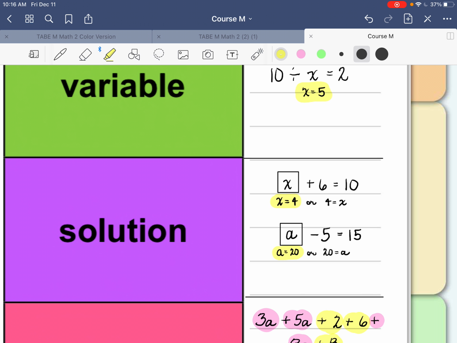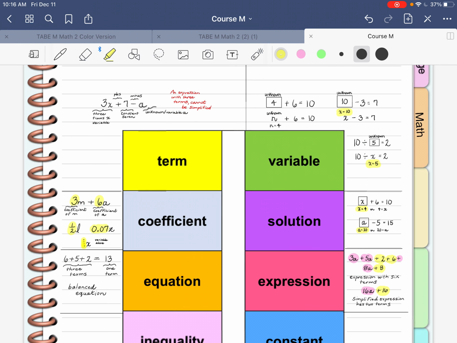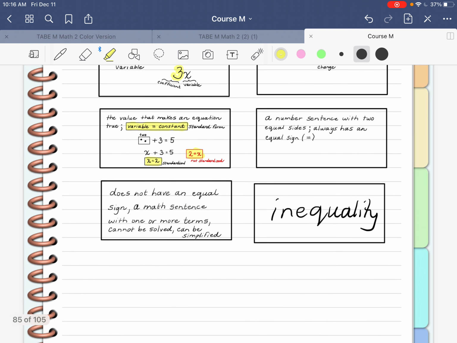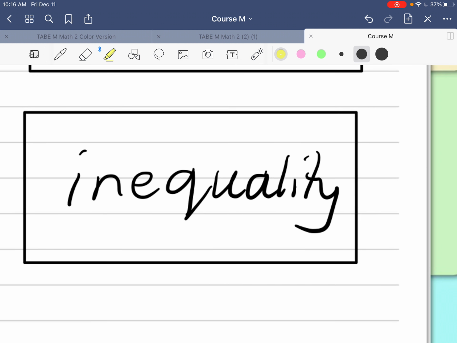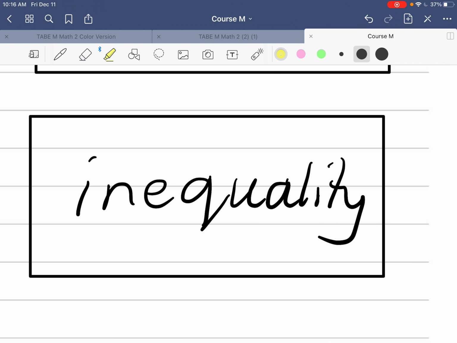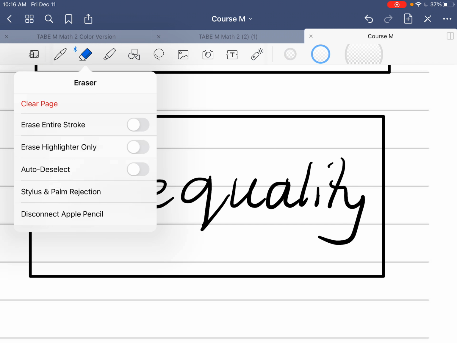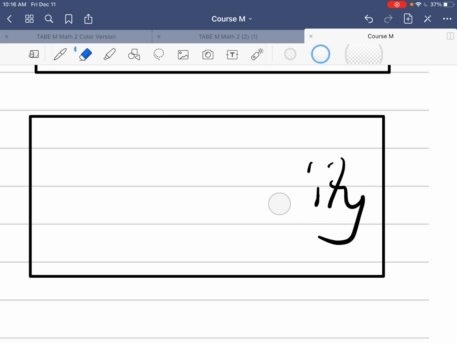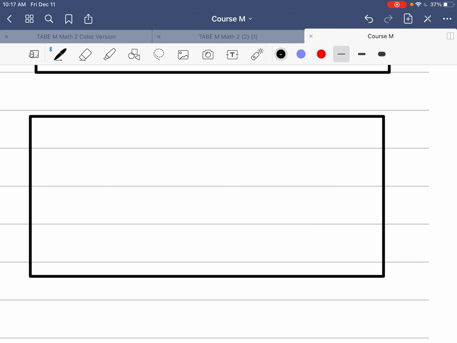Okay, one more, and that is the term inequality. Inequality means there's no equality. They're not equal. And that's exactly what I want you to keep in mind. Not equal. It's not an equation because it's not equal.